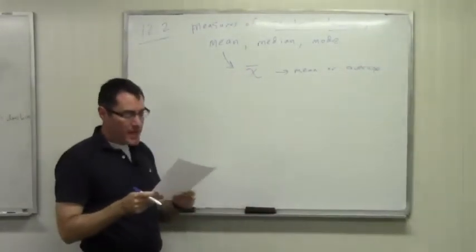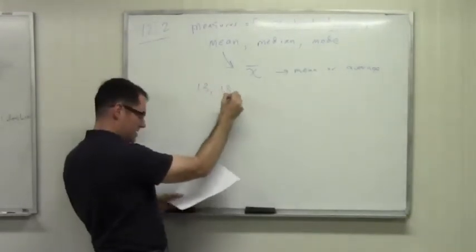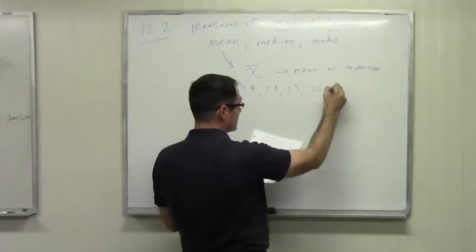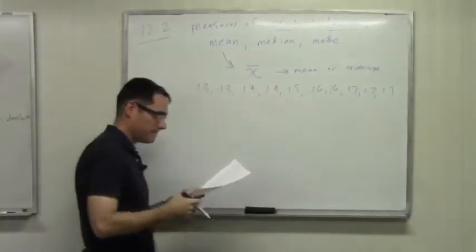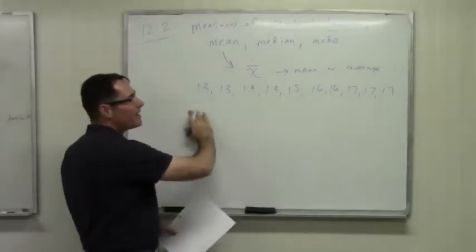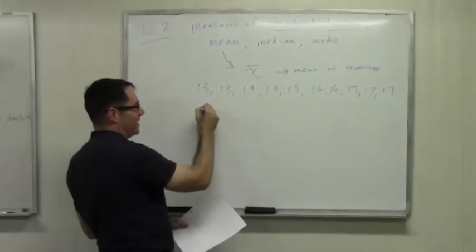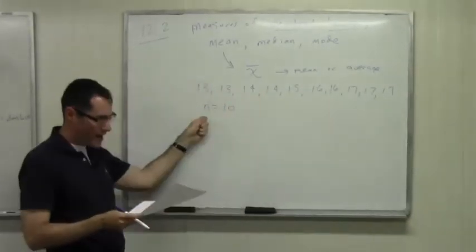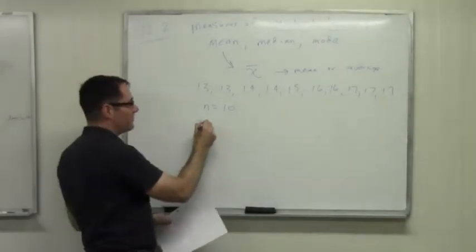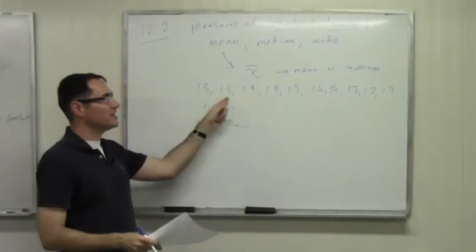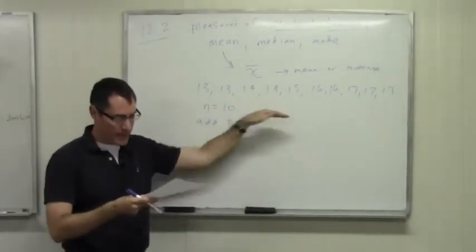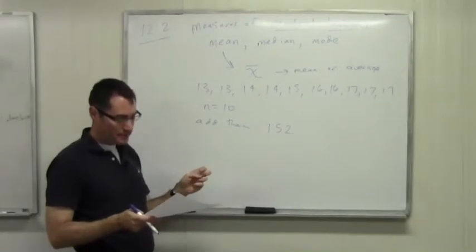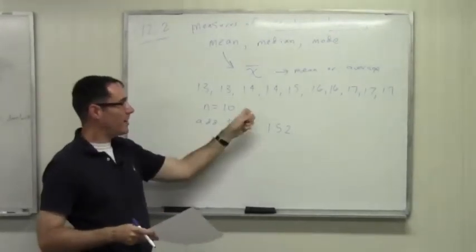If we have a data set that looks like this, 13, 13, 14, 14, 15, 16, 16, 17, 17, 17. How do you find the mean? You count the number of items. In this case, there's 10 items: 1, 2, 3, 4, 5, 6, 7, 8, 9, 10. Then you add them all up. 13 and 13 is 26, plus 14, et cetera. You actually get, for this, I think 152, if I did my numbers right. And then you divide the sum by the count.